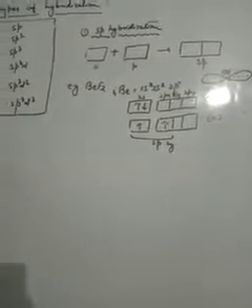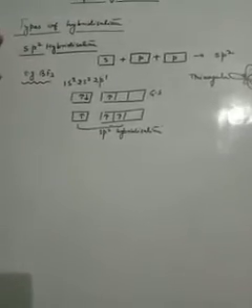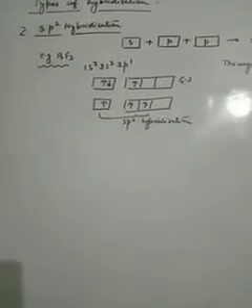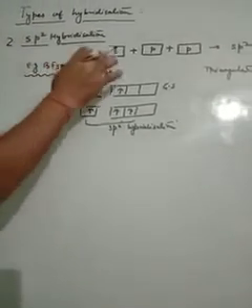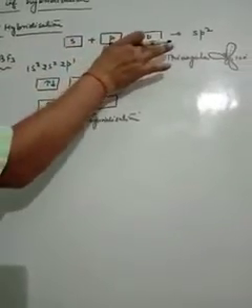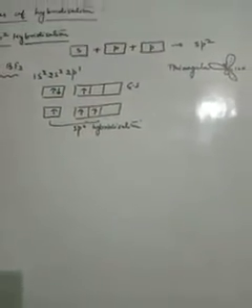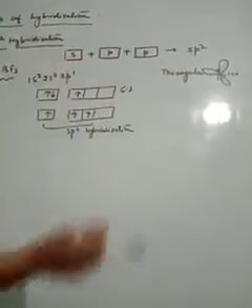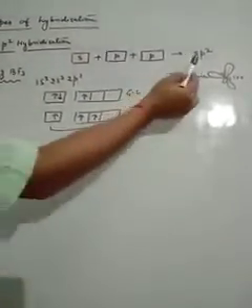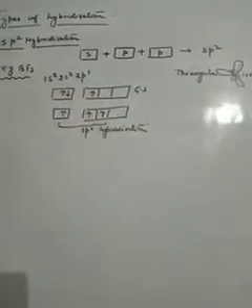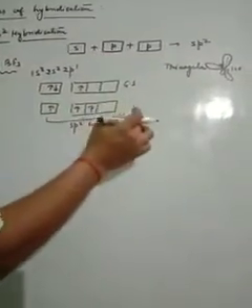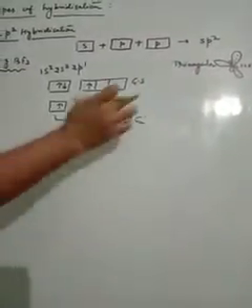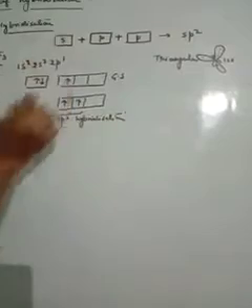Okay. Now the next one, sp2. Students, next one, sp2 hybridization. In sp2 hybridization, 1s and 2p suborbitals are combined together and give 3 hybrid orbitals. In this way, sp2 hybridization occurs. When they are combined together, they prepare a very specific geometrical figure, that is a triangular figure.